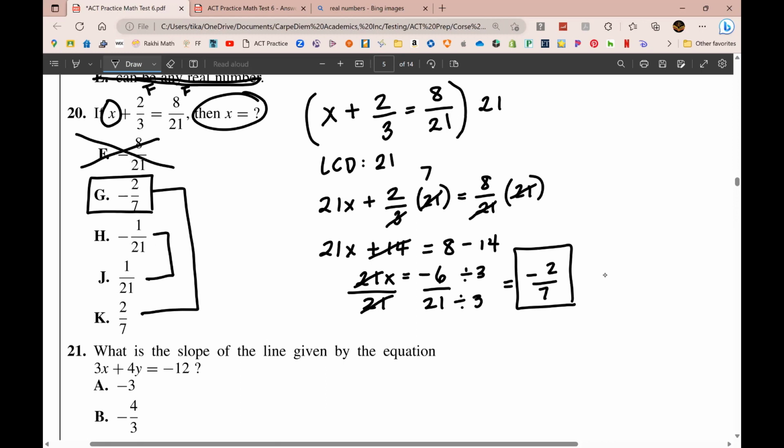At this point right here, when I'm dividing the negative 6 by 21, I know the answer is going to be negative. So at this point, I could just cross those out. So it's really choosing between G and H. And let's say that you know that negative 6 over 21 is not going to be 1 over 21, obviously. You know right there that the answer is G. So even without having to divide the 3, you would know the answer is G.